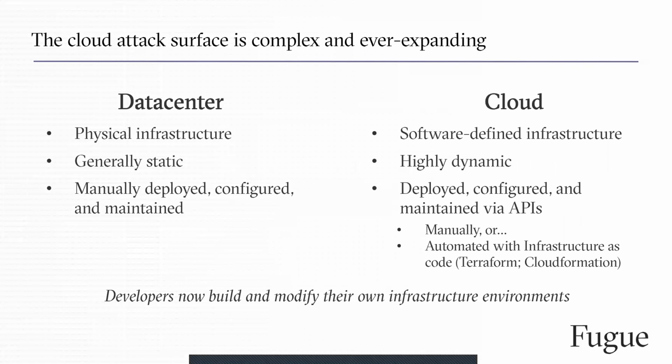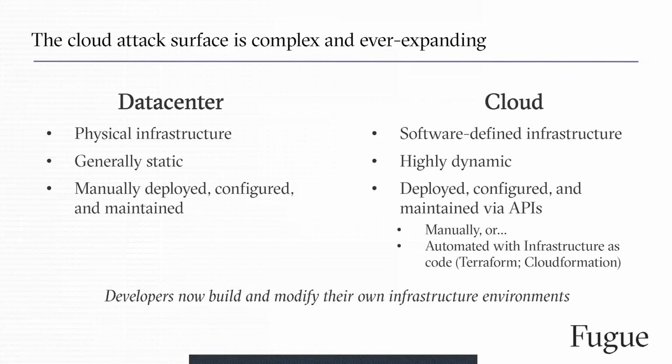All right, why do you need policy as code? Well, because the cloud attack surface is complex and ever expanding. In the data center, it was physical infrastructure that you manage yourself. So often this would be servers, switches, networks. There were dedicated teams that would be assembling these things, that would be talking to vendors to do the best product selection. It usually took months to make significant changes to that infrastructure.